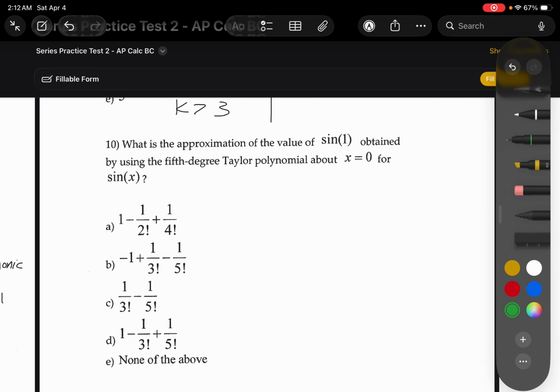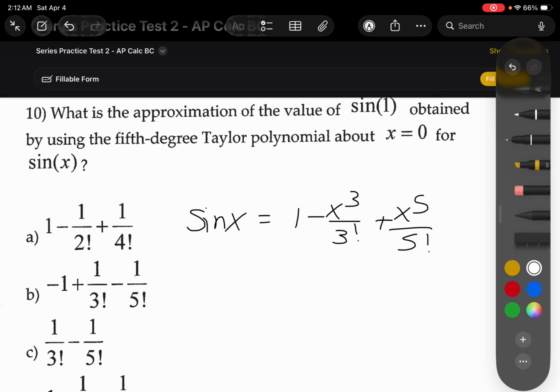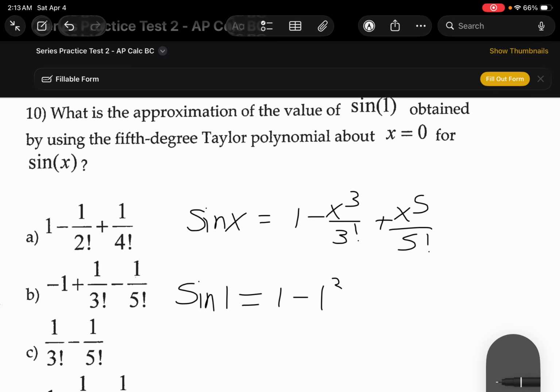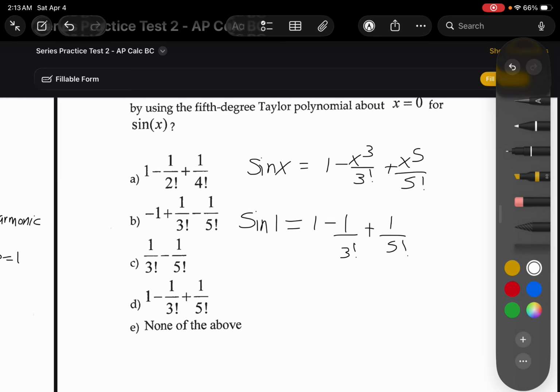Alright, what is the approximation for sine of 1 obtained by using the 5th degree Taylor polynomial about x equals 0 for sine of x? Sine of x, that polynomial is going to be x minus x cubed over 3 factorial plus x to the 5th over 5 factorial. So it's going to be sine of 1 equals 1 minus 1 cubed, which doesn't do anything, over 3 factorial plus 1 over 5 factorial. So that answer is going to be D.